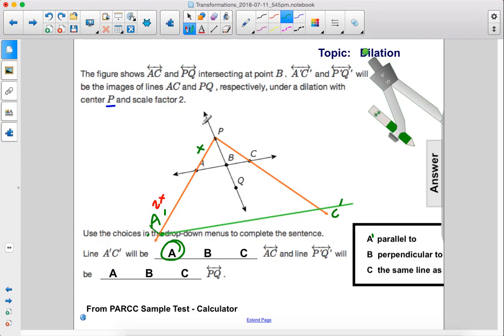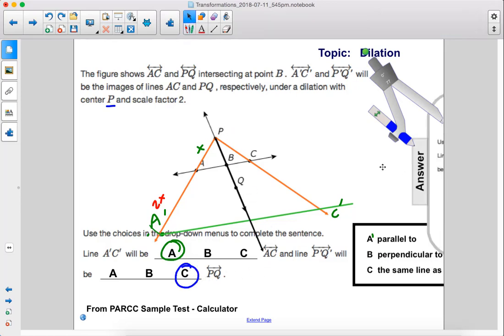Now, if you have a dilation with the center on the line, then the line's just going to be the same line. You're not going to get a new line when you're doing a dilation, if the center P is on the line, it's just the same line. There's no second line, so it's going to be the same line as PQ.